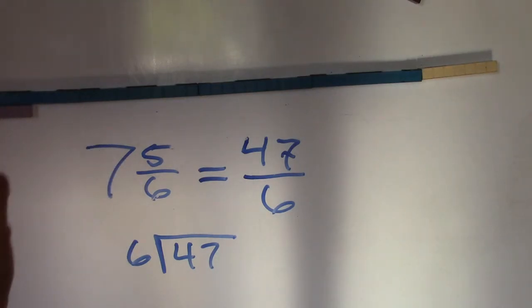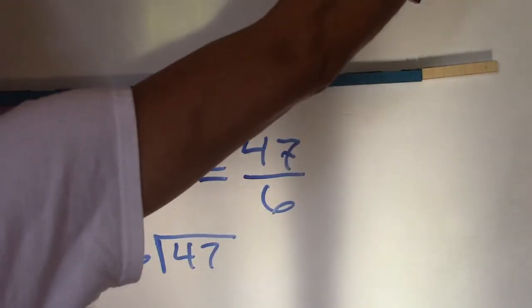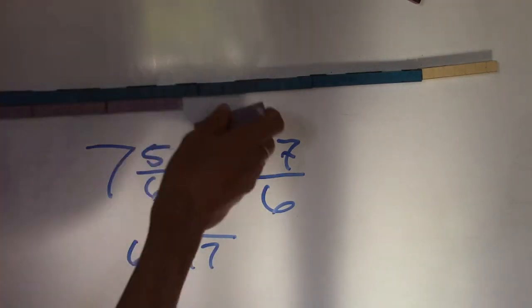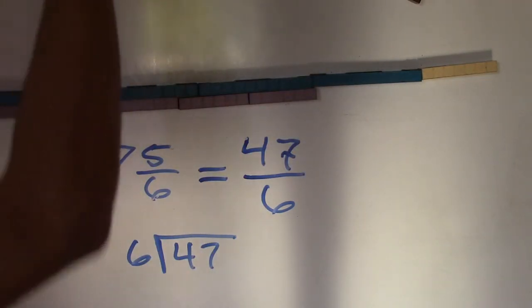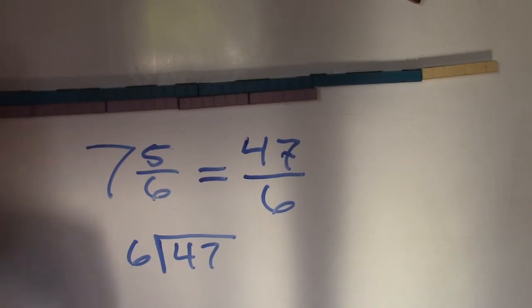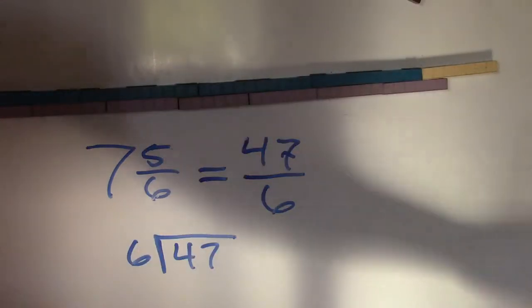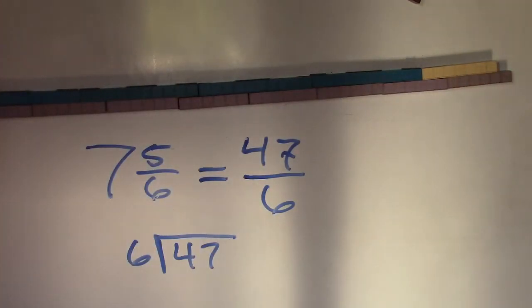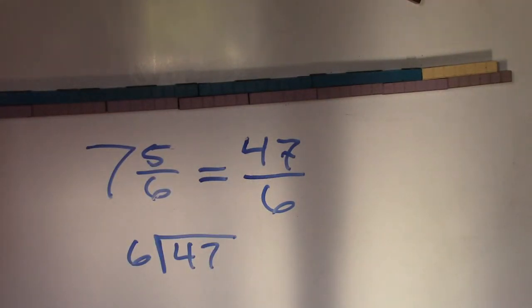Every time we get a 6, that's 1. So there's 1. There's 2. There's 3. I just click off. There's 4. There's 5. Uh-oh. That one doesn't have a magnet on it. There's 6. There's 7. And then I need 5 of that next one. I don't need the whole thing. I need 5 of the 6. 7 and 5 sixths is 47 sixths. Oh yeah, I see it. I totally see it.